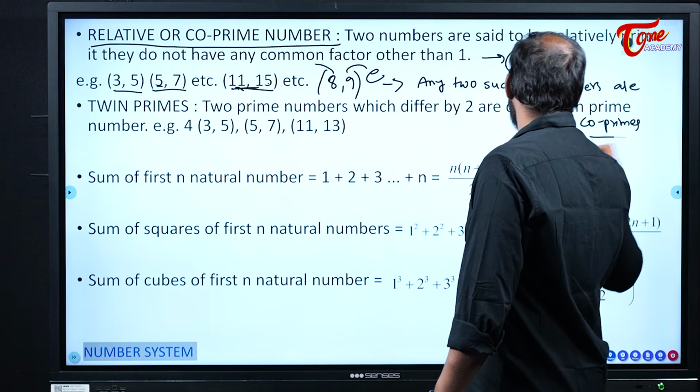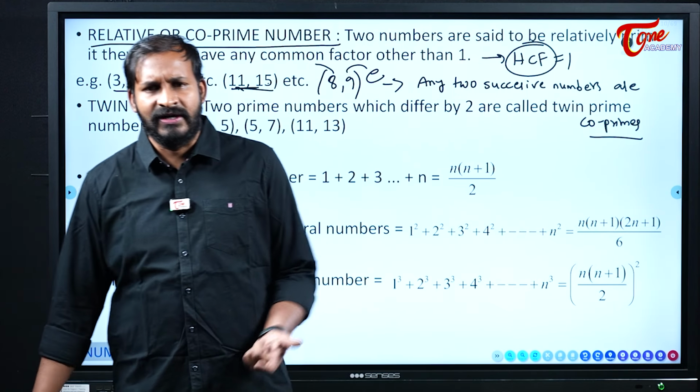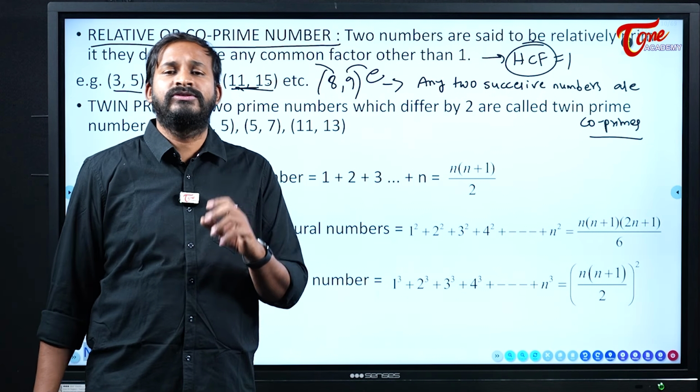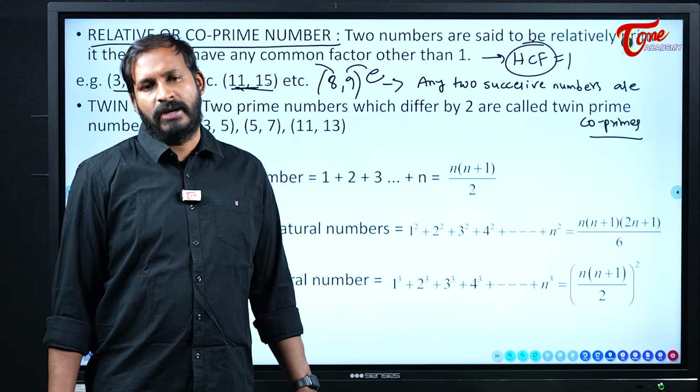Any two successive numbers are co-primes. That means 10, 11, 12, 13, 14, 15, 16, 17, 18. Like this, take any two successive numbers. Those two numbers will always be co-primes.